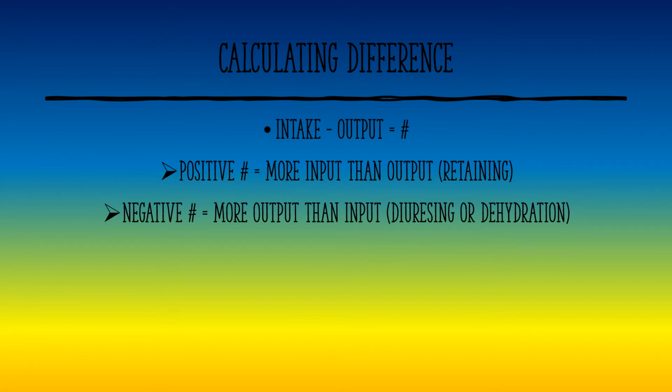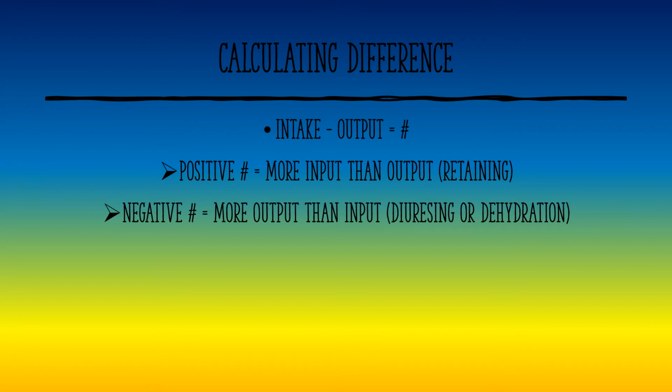Now, calculating the difference. We're going to take everything that we have added up for our intake and everything that we have added up for our output. Make sure that for your calculations for your input and your output, you are coming to the same units. So if you're using milliliters and cups and ounces, you're converting it to the same units throughout. So intake, then you're going to minus your output. That's going to give you a number.